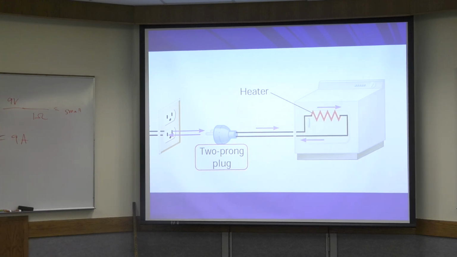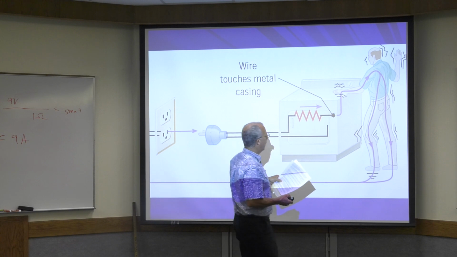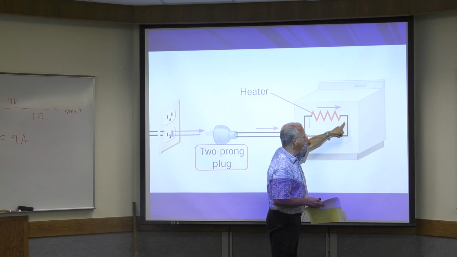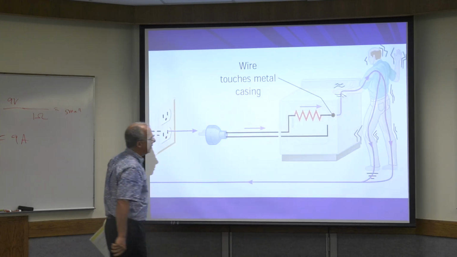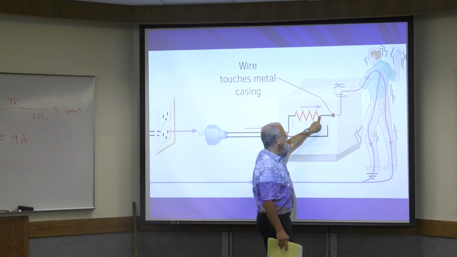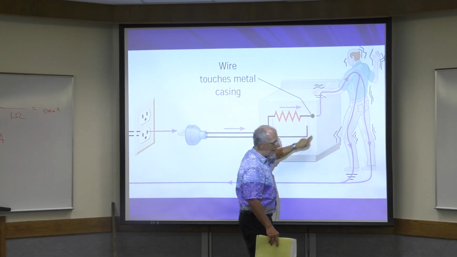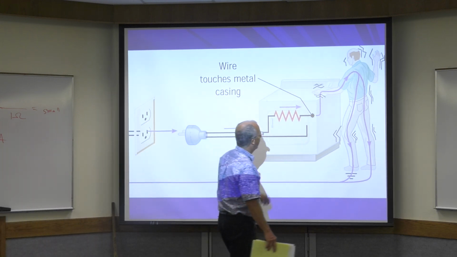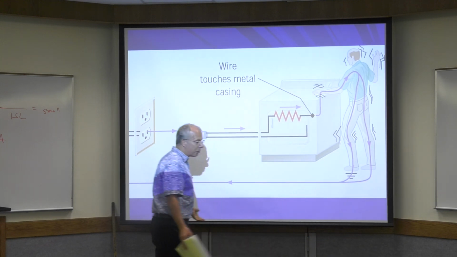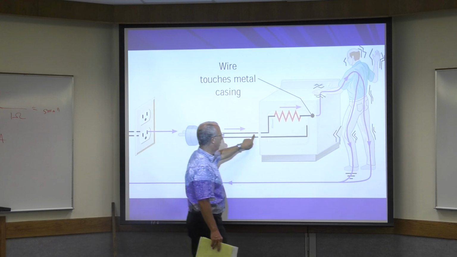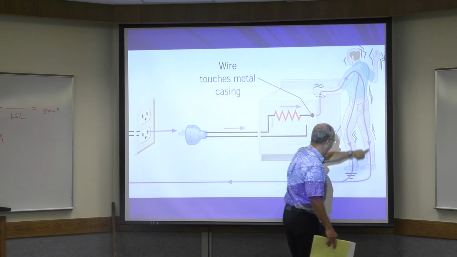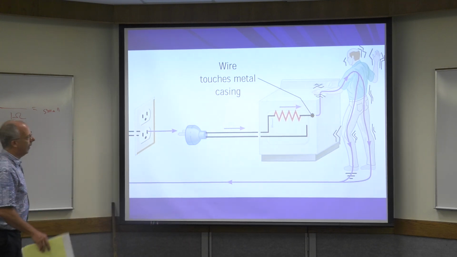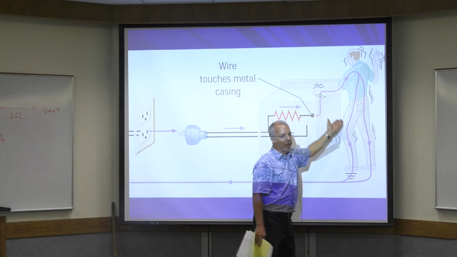Now, let's say something goes wrong. Let's say that, for whatever reason, this wire becomes disconnected from the heating element or the wire breaks, and it touches the metal dryer casing. And then let's say you touch the metal casing. Well, metal is a conductor, so here's the electricity. Through you, and then you're on the ground. So what happens when the electricity goes through you? You have a shocking experience.